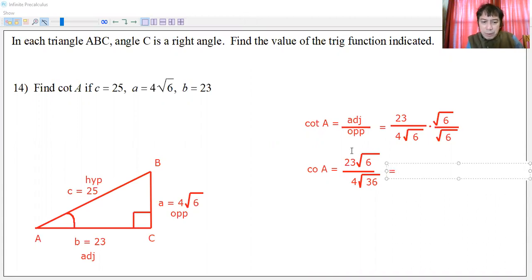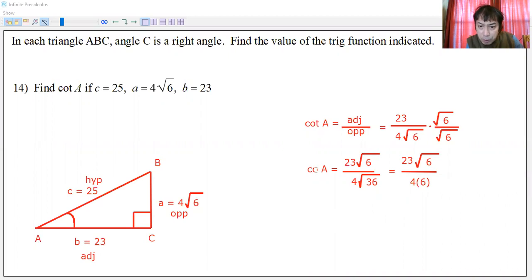So you will have something like 23. You have here 23 and then square root of 6. So we're going to draw the square root symbol and number 6. And this will have something like 4 times 6 at the next line. So we will have 4 multiplied by 6 there. The square root of 36 is 6. So it becomes like this.